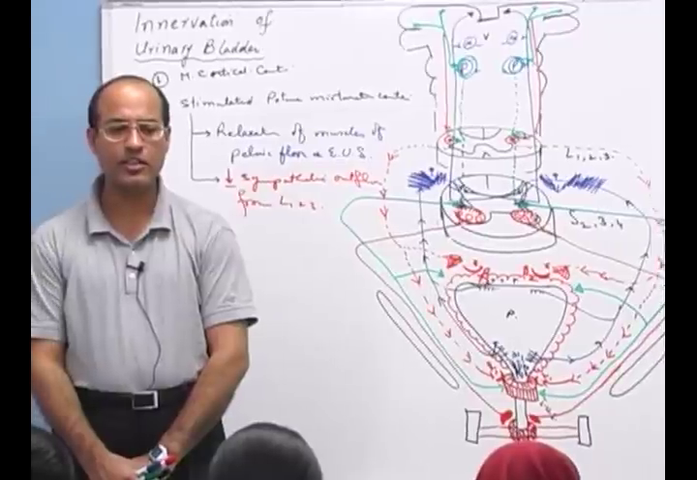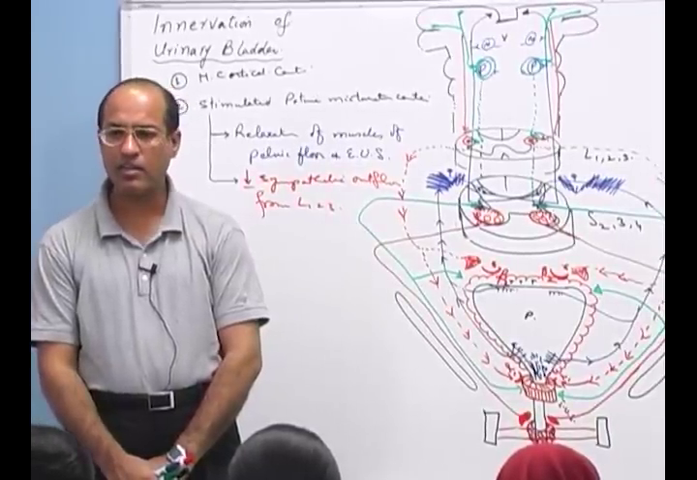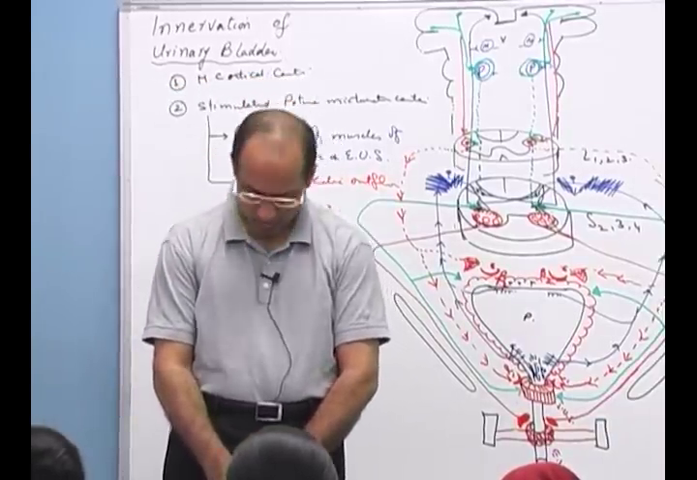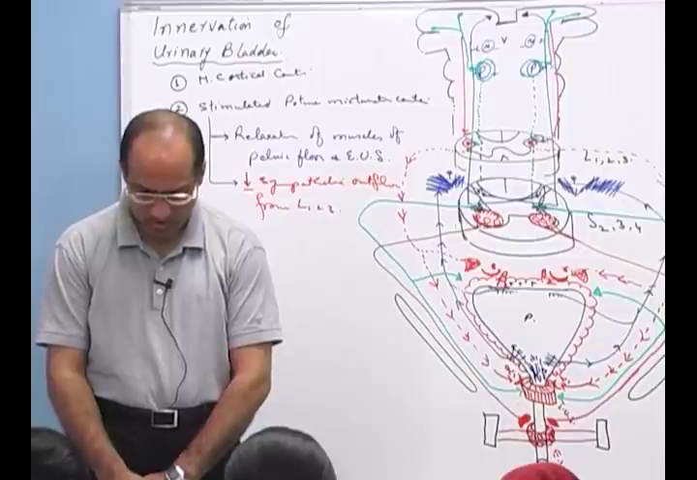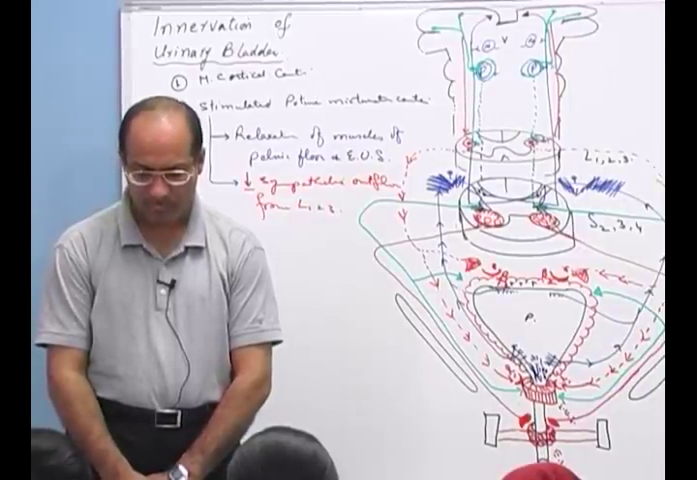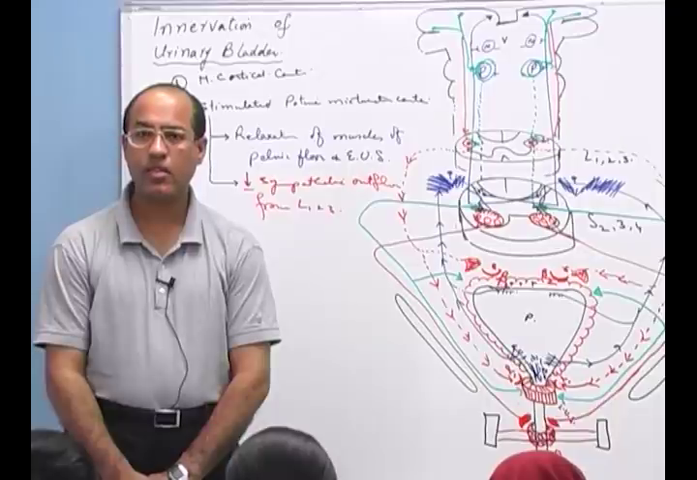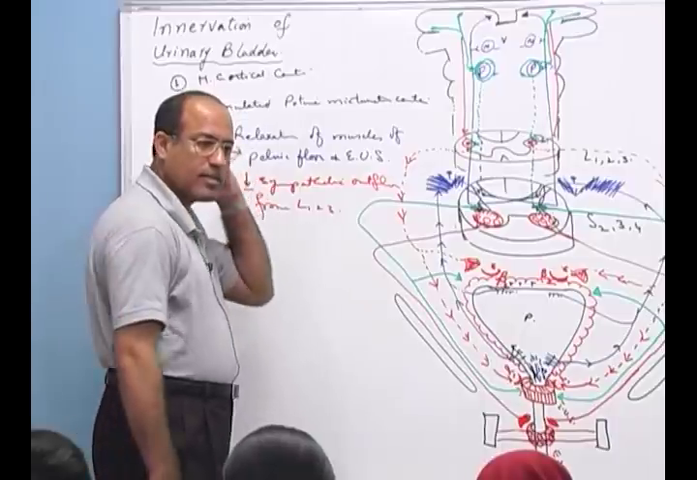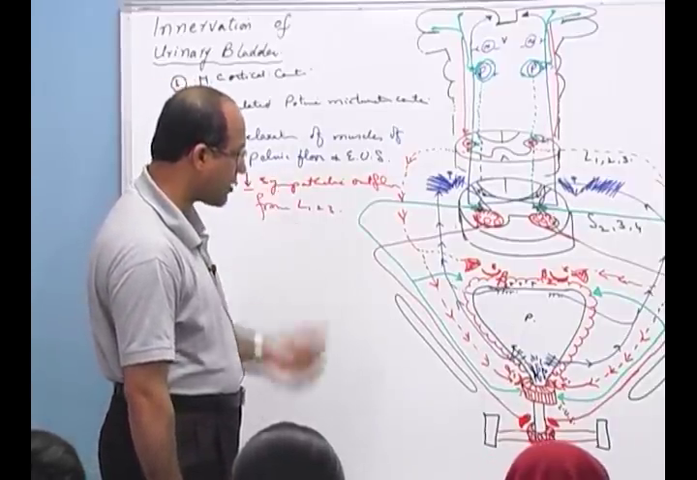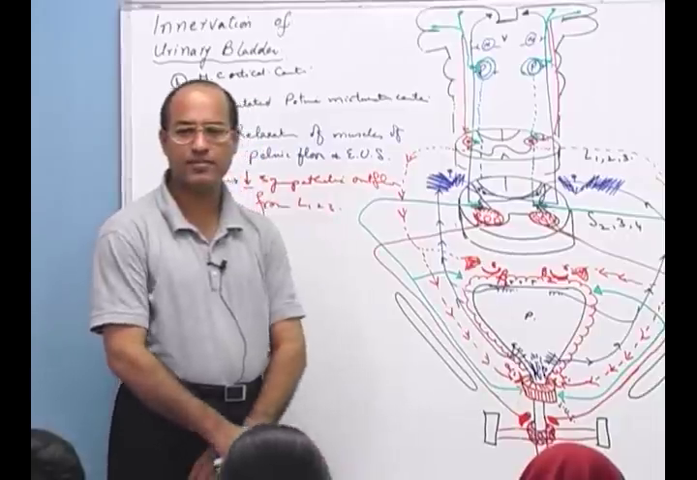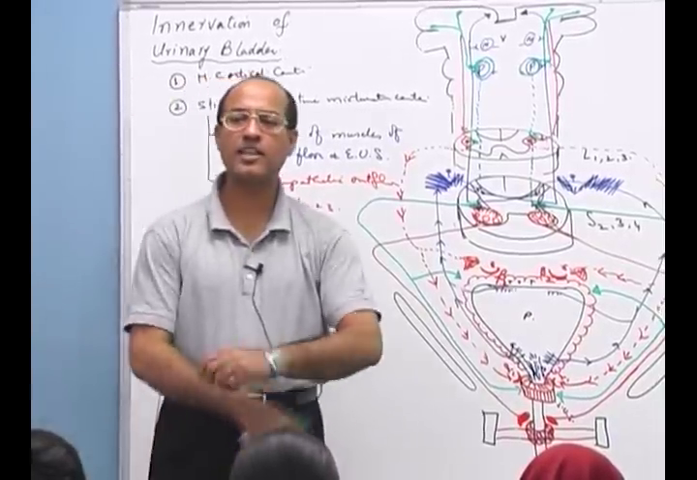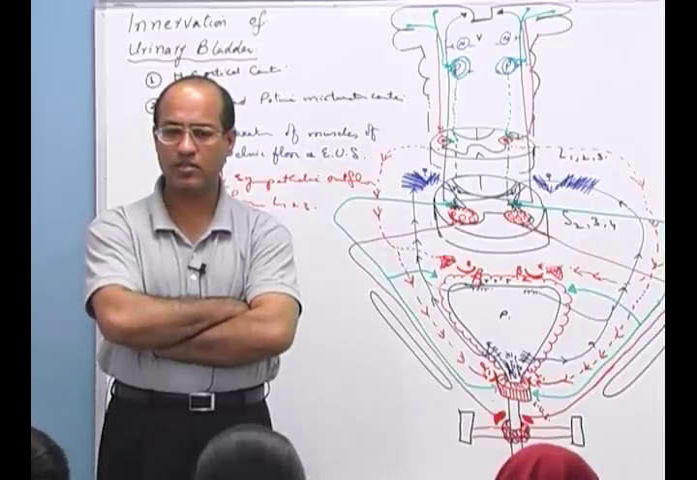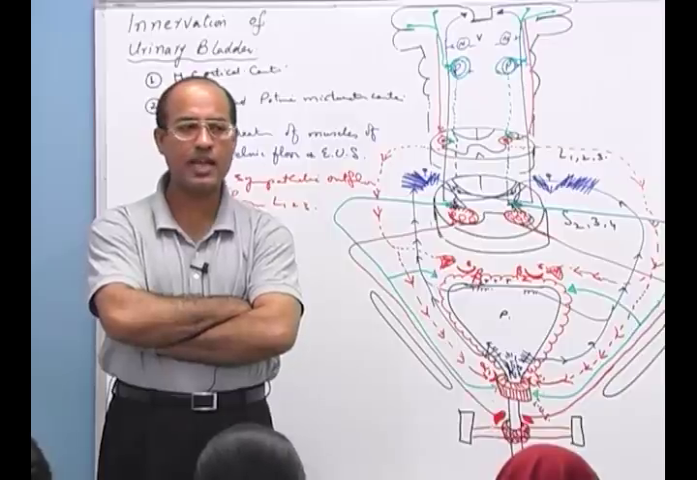This is called de-efferentation, meaning that the efferent pathway has been cut off. We call this de-efferentation. Then another type of problem we can talk about is the denervation of the bladder. Denervation of the bladder means all the sensory and all the motor connections are lost. De-efferentation means only the efferent pathway is disturbed.